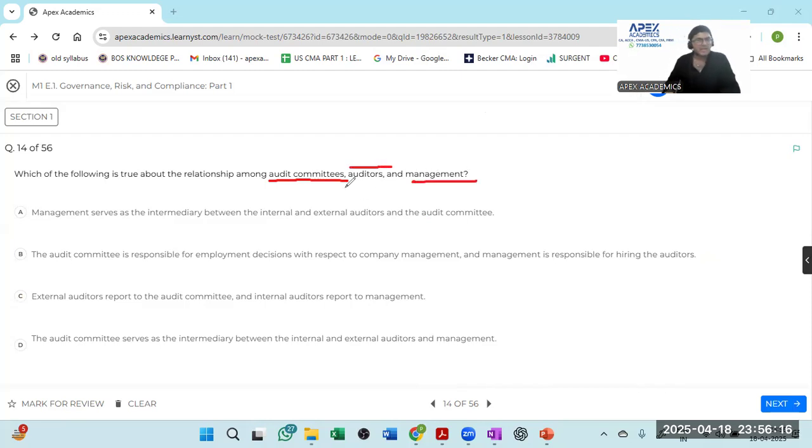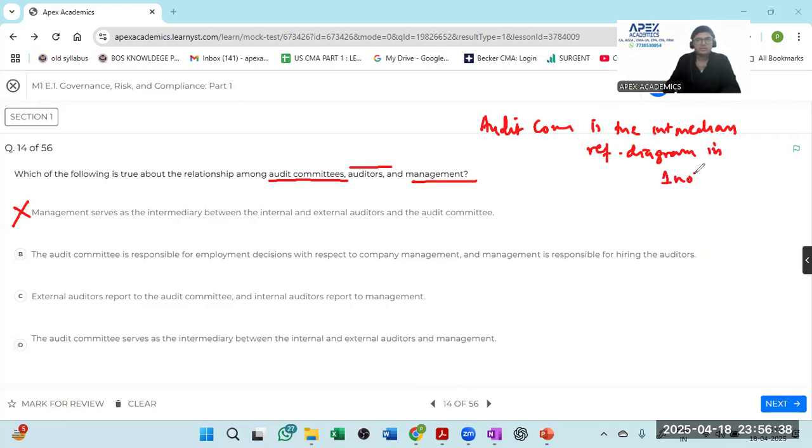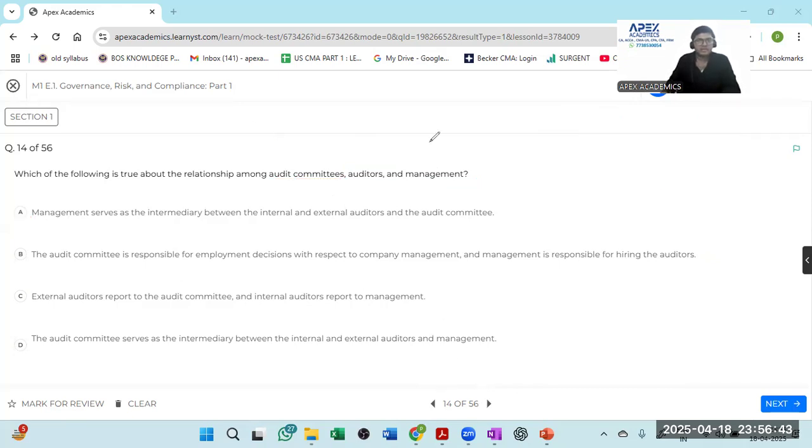Sir, management serves as an intermediary between internal and external auditors and the audit committee. No. Always remember, the audit committee is the intermediary. Refer to the diagram in OneNote. Sir, what OneNote diagram? Please pay attention, everybody.